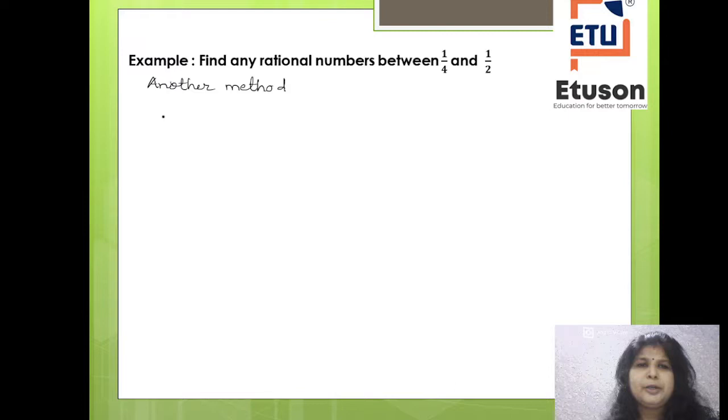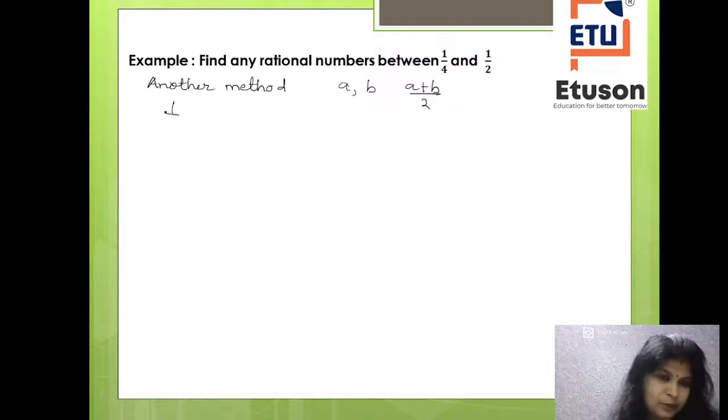So how do you find the average? Suppose one number is A, another one is B. How do you find the average? It is A plus B by 2, correct or not? So here A is equal to 1 by 4 and B is equal to 1 by 2. So the average will be equal to 1 by 4 plus 1 by 2, divided by 2, correct or not?